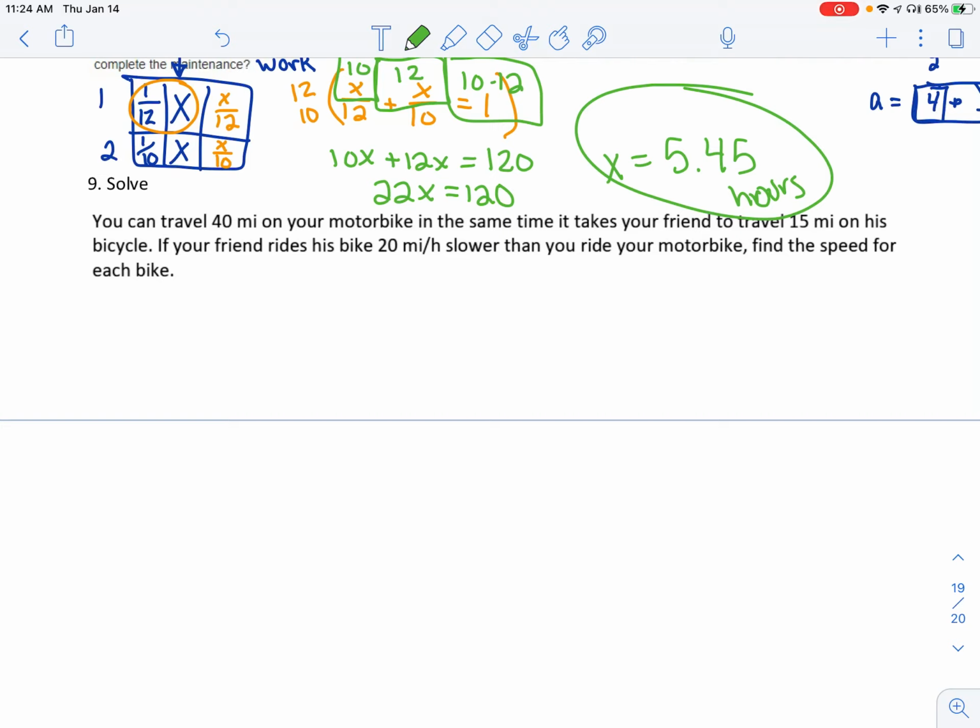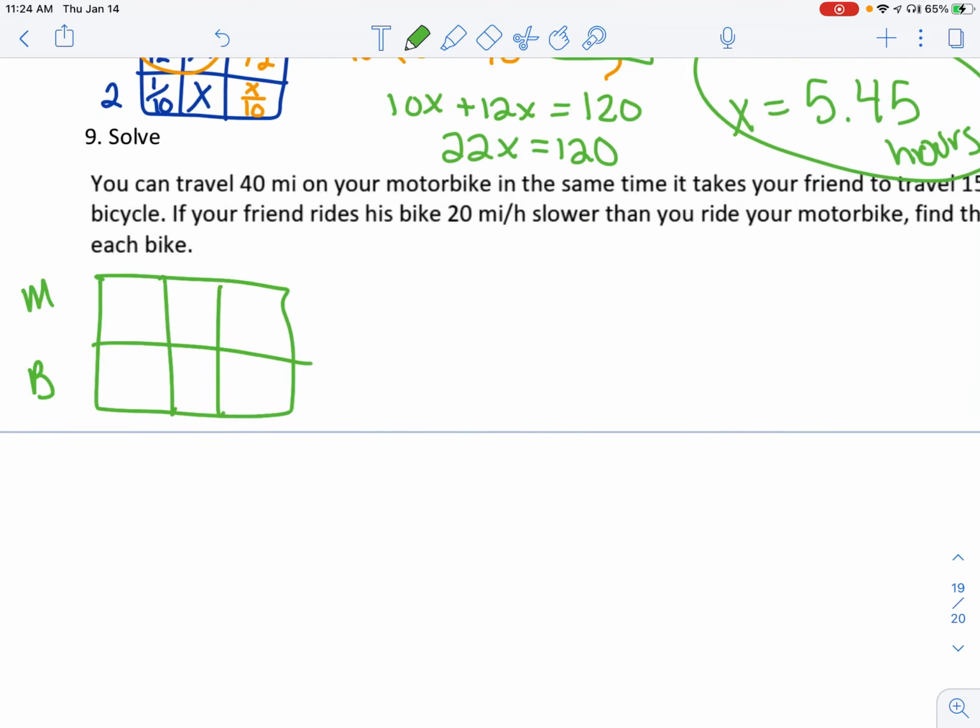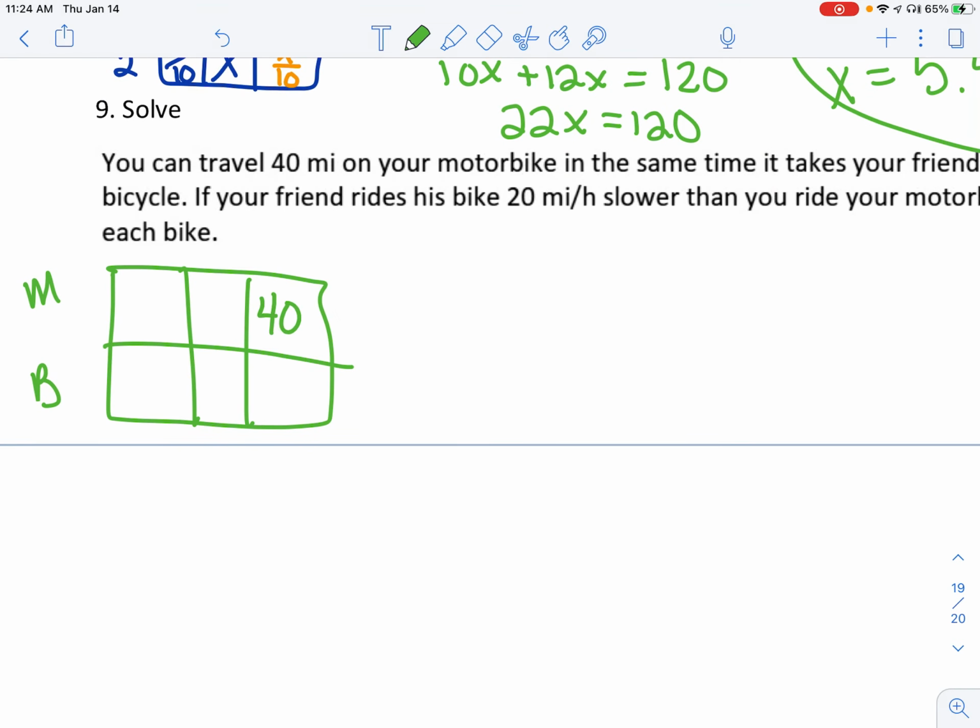All right, you can travel 40 miles an hour on your motorbike. Here we go. This is a distance problem. There's you on your motorbike. Here's your friend on his bike. You can travel 40 miles.